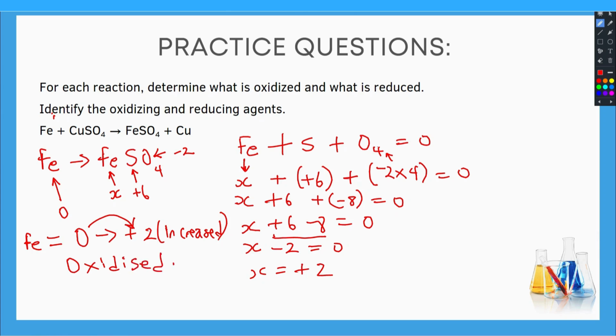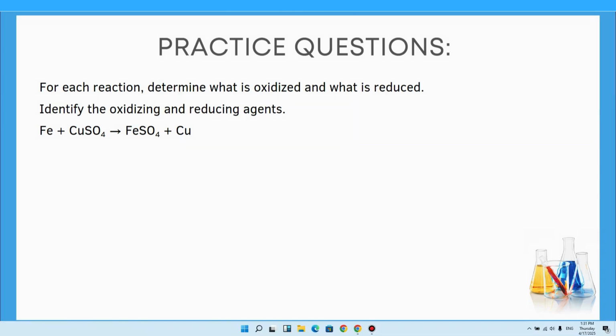It means that it is what? Oxidized. Now let's check out the other element here and see what happens.